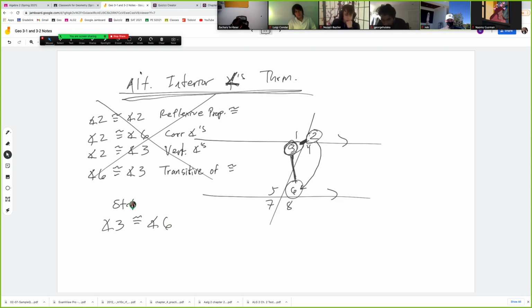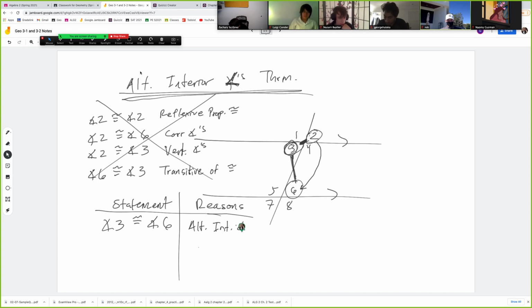This is your statement, and somebody proved it, so now all the reasoning you need is because of the alternate interior angle theorem. That's all you need. You can get rid of all of that because somebody already did that proof and created a theorem from that proof. So this is all you need. Okay? Any questions about that?